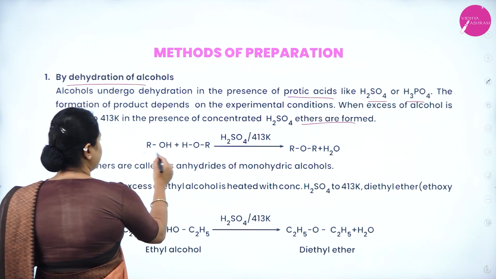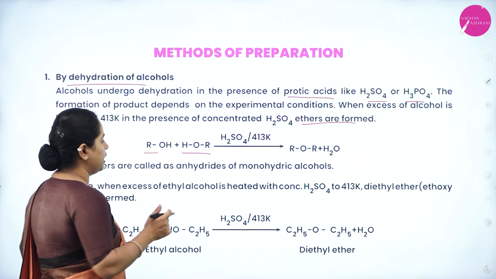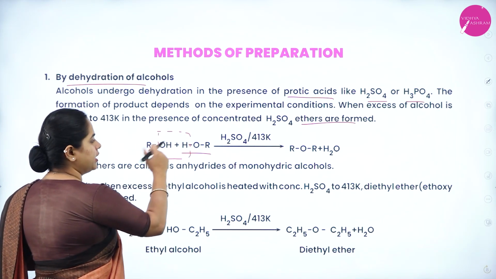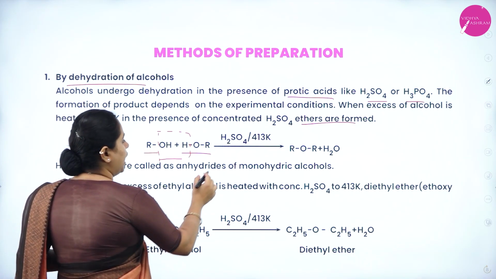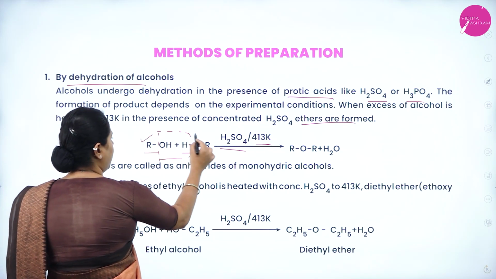So alcohol is taken. Okay, 2 moles of alcohol is taken. So now what is happening? Water is being removed from here. So as you can see, OH and H. OH from one molecule and H from another molecule is removed under sulfuric acid and 413 Kelvin. What will be left when ROR?